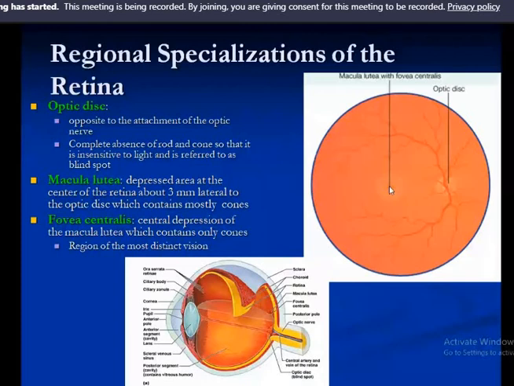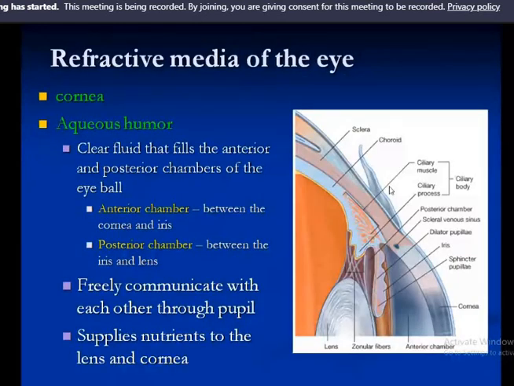Now next one is the refractive media of the eye. When light passes through the cornea, it will pass through the aqueous chamber or anterior chamber, the aqueous humor. Then it will pass through the pupil, pass through the posterior chamber, and pass through the lens. So you have to know about the cornea, then aqueous humor, then the lens.